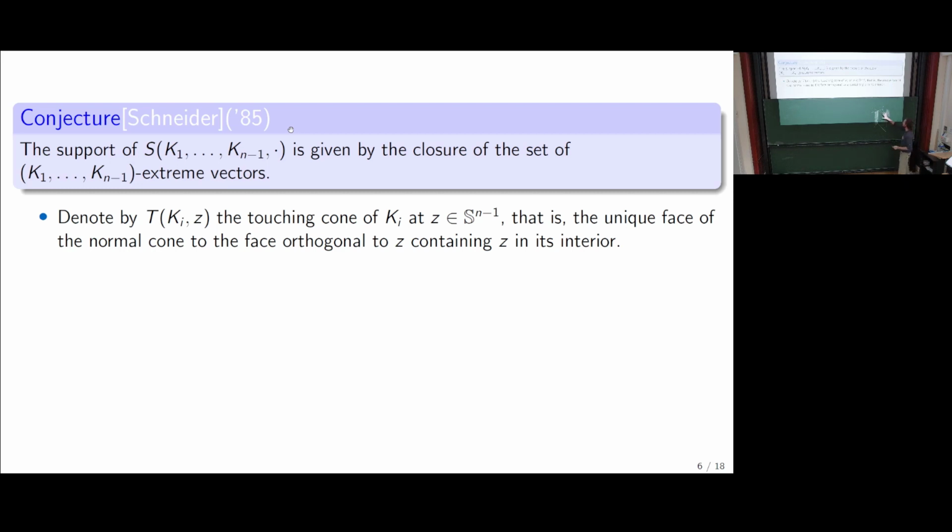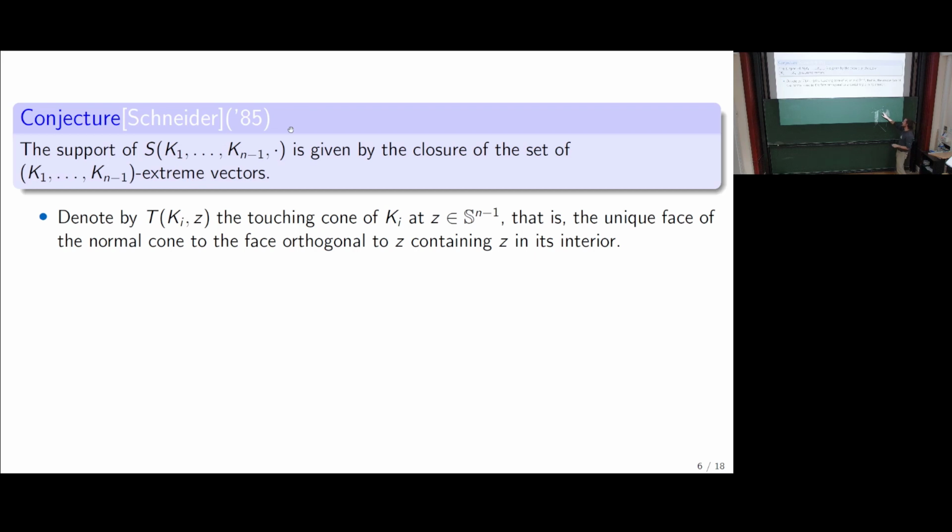So if we have a point on the boundary of a convex set, we can consider the normal cone. And if we start from a unit vector, we can go back to the face containing this vector, and then we consider the face of the normal cone such that the vector we have chosen is inside the interior of that face. What does it mean?